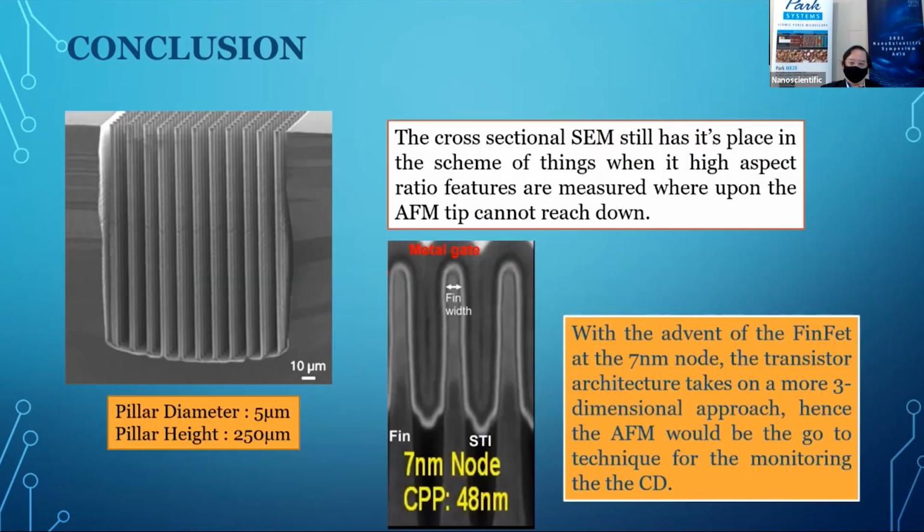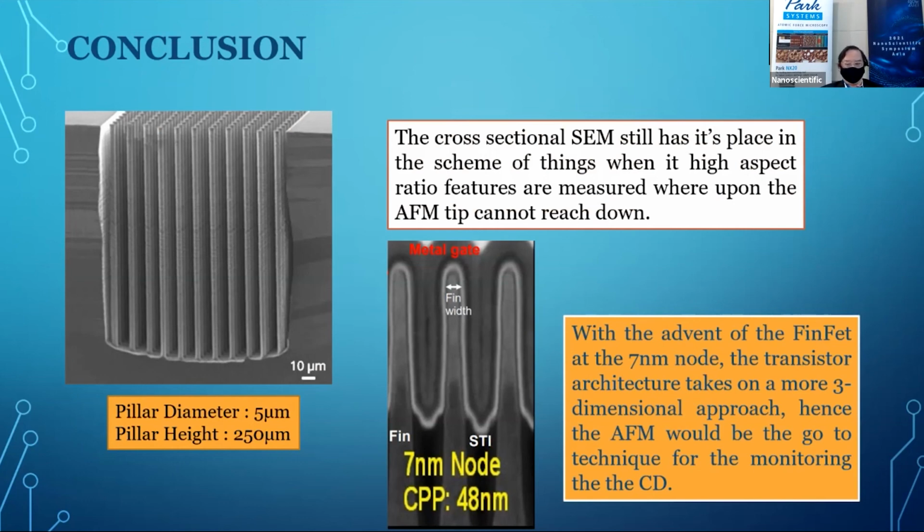However, there is another problem that occurs. On the left, you see an instance with a very high aspect ratio, meaning that these pillars are 5 microns wide versus a depth of 250 microns. Unfortunately, this is outside the realm of the capabilities of the AFM, because the tip will go in and won't come out. So that is where the strength of the SEM still exists for these structures.